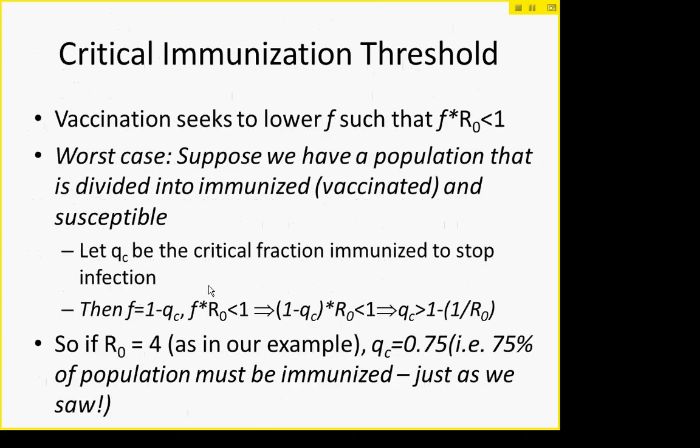And the mathematics of it are this. We have this critical fraction immunized to stop infection. We're assuming the population is divided into two categories: the fraction that are susceptible, F, and then the remainder being the fraction that are immunized. So we're assuming that everyone's either immunized or susceptible. It's kind of a worst case situation, and we want the number of people that are infected by a given individual, F times R0, to be less than 1.